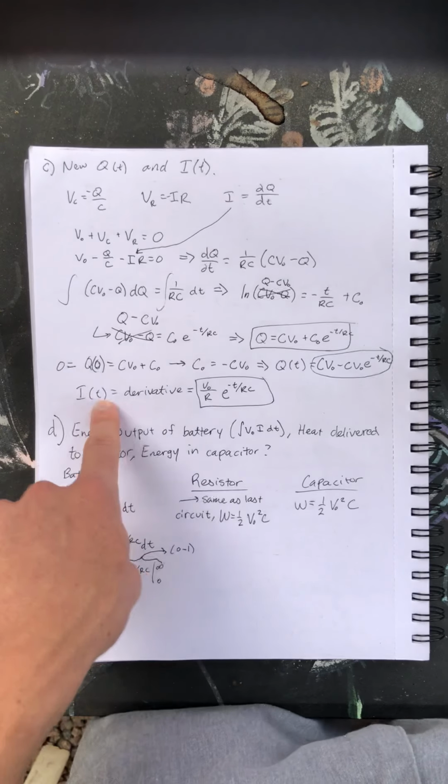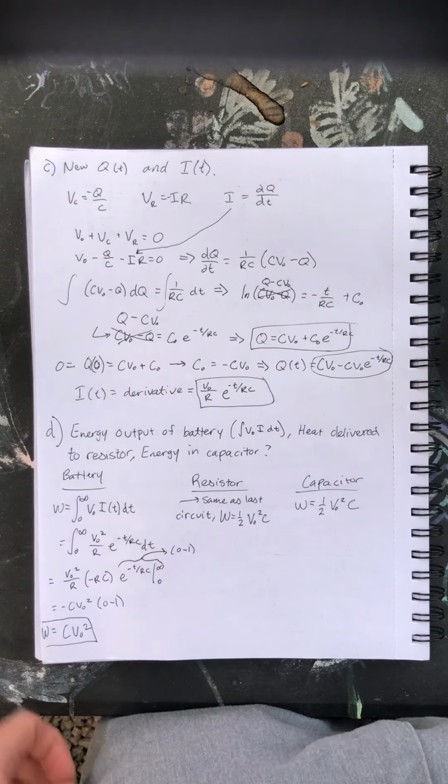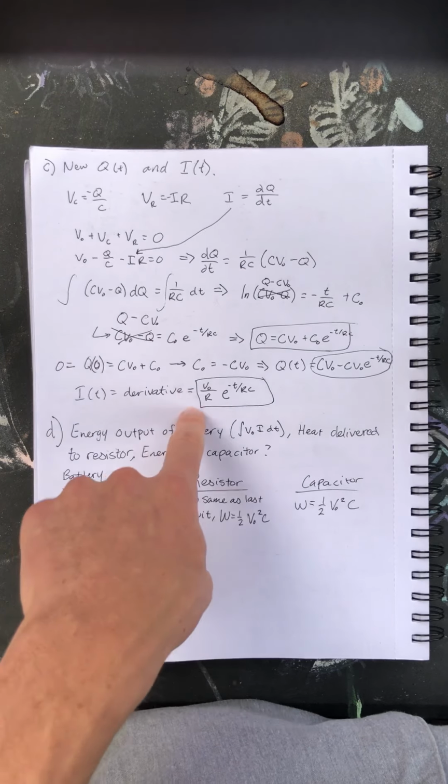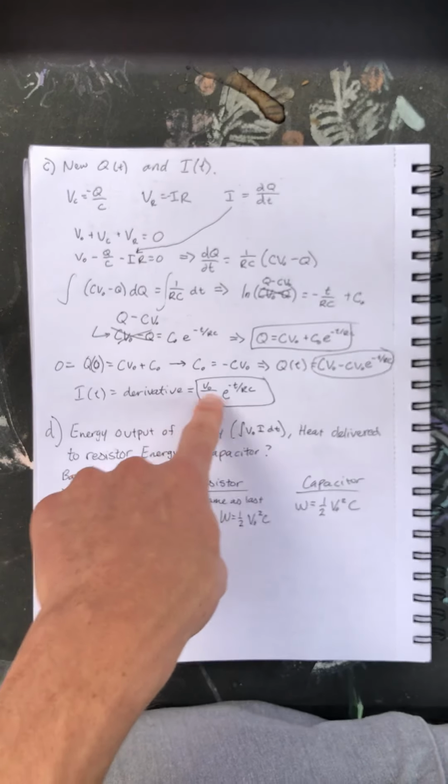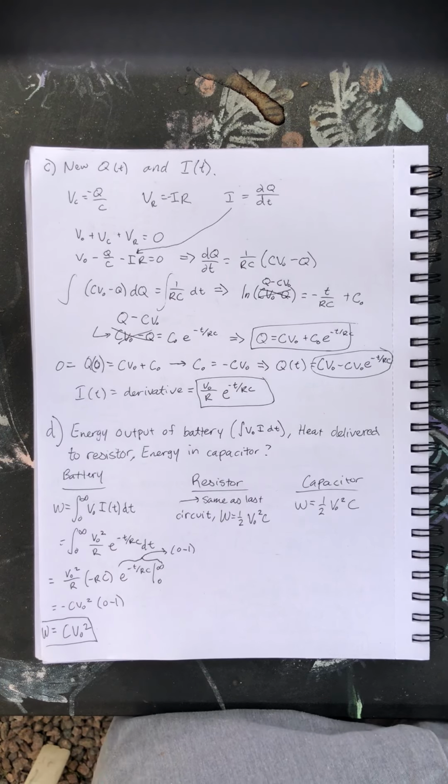But regardless, I of t is going to be the derivative, which, again, I won't bore you with showing the derivation, but it's going to simplify out to V naught over R times e to the negative t divided by RC. So part D asks for a few things.